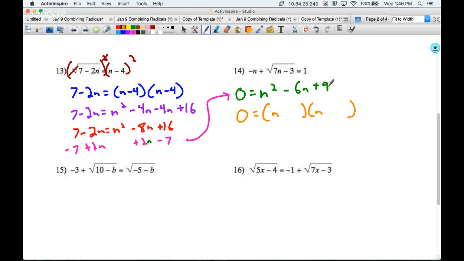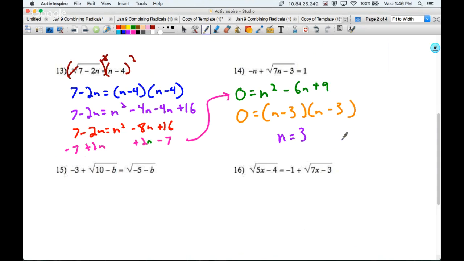So let's see, I'm looking for two numbers that multiply to be 9 but add to be negative 6. That's going to be a negative 3 and a negative 3. And that gives us the value n equals 3, with a multiplicity of 2. But is that actually our answer, or is it extraneous? To check that, you've got to plug it back in.